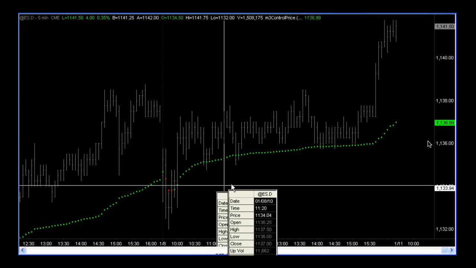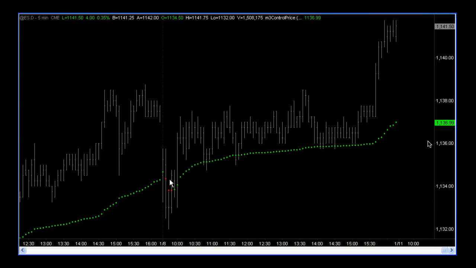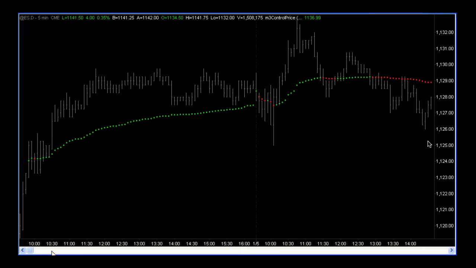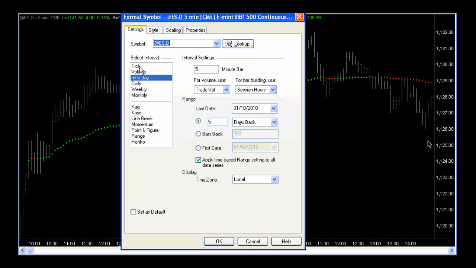This is a simple 5-minute S&P chart with control plotted on it. One of the reasons I'm showing you this is because I want to show you a few ways to use control. Control is an amazing tool for trading the open, which is traditionally a very difficult thing to trade. Now, we've got a 5-minute chart here.